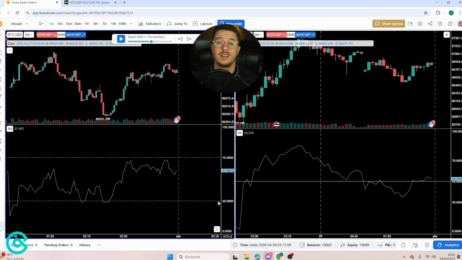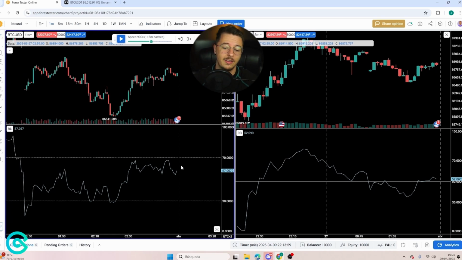Obviously these levels we can change them if we want to, as well as we can change the time frames. If we can do scalping, we can do it with day trading. And basically what we're going to search with this indicator is to sell when the price goes above the 70 level and buy when the price comes below the 30 level.